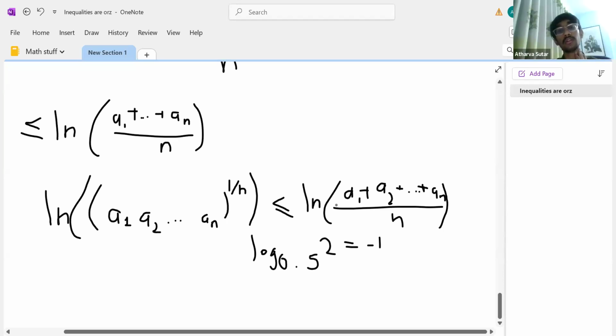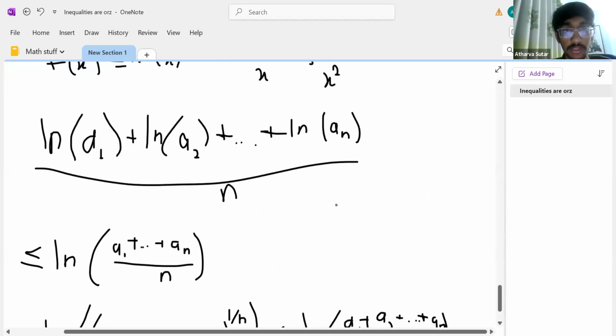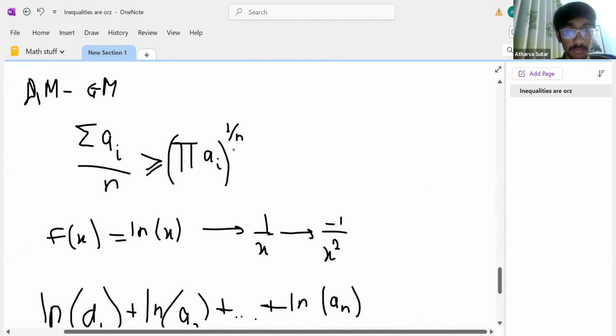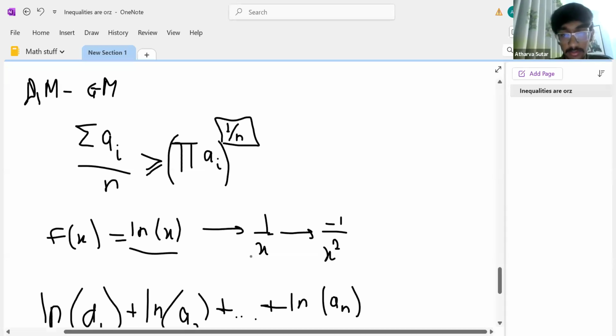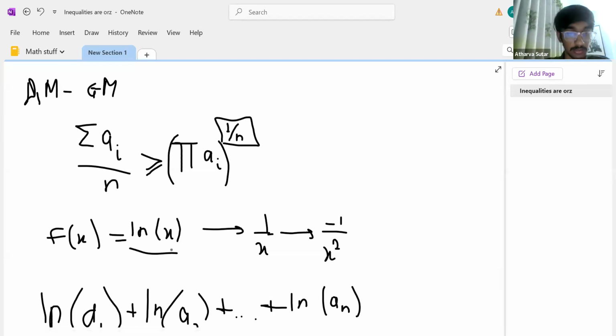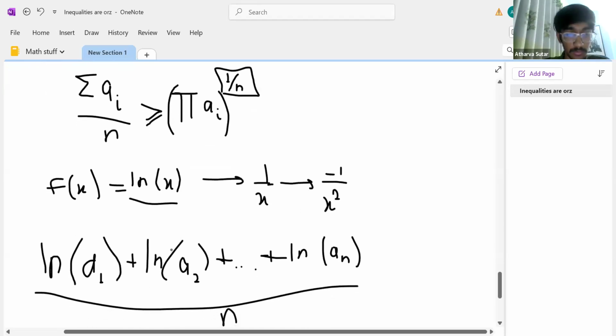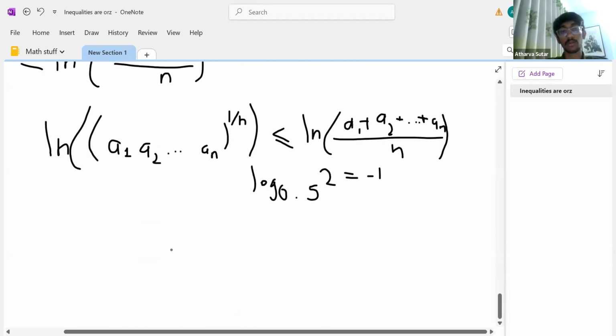So here the motivation for taking logarithm was you see power. So basically we want to cancel out that power. And we know that ln of x has a very nice derivative. So we basically use that property of ln. Okay, I'll share another problem for Jensen's.